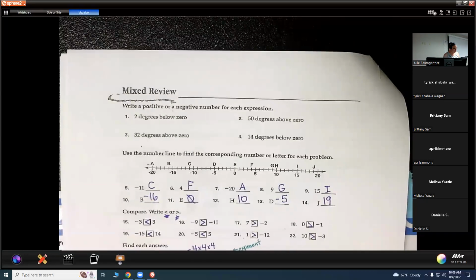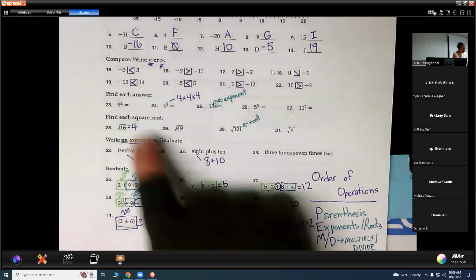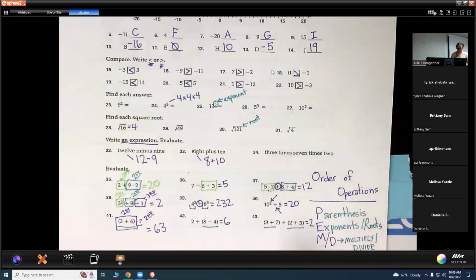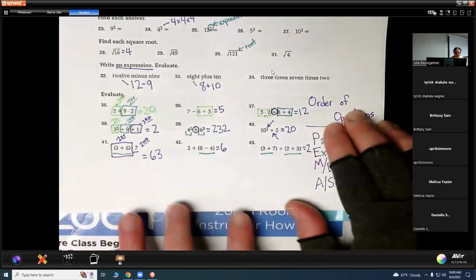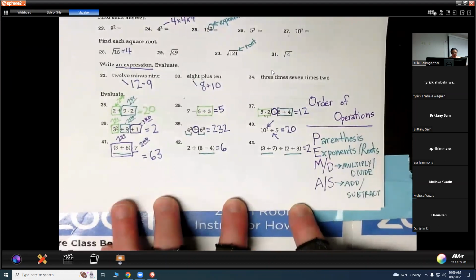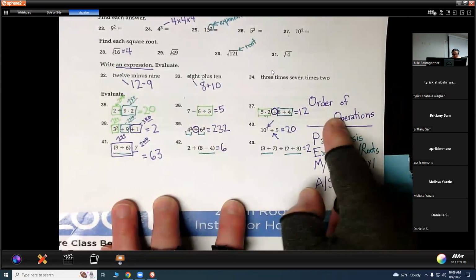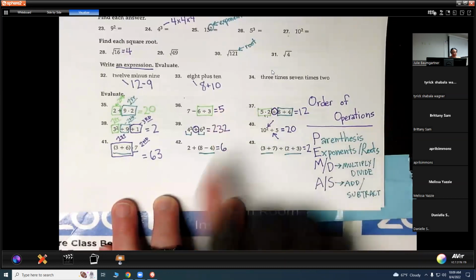Okay, so we worked on our positive and negative numbers. We talked about exponents and roots. Hopefully everyone's still feeling like all of this stuff is solid for you. Then we did some stuff with this idea of an expression and evaluating an expression using the order of operations to simplify the expression.